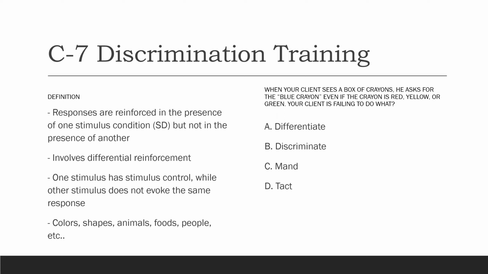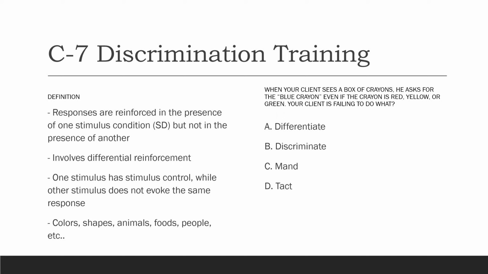So let's look at a question. When your client sees a box of crayons, he asks for the blue crayon, even if the crayon is red, yellow, or green. Your client is failing to do what? So in this situation, your client is asking for the blue crayon on a table of crayons, but there is no blue crayon. So there's a red crayon, a yellow crayon, there's no blue crayon. So all your client is doing is asking for a crayon, but what is he not doing?